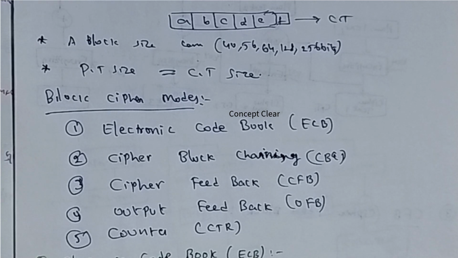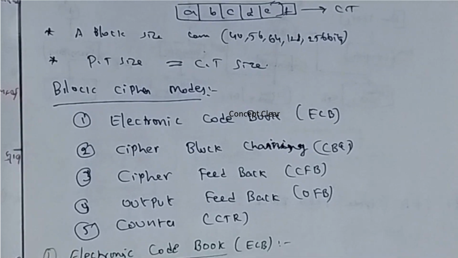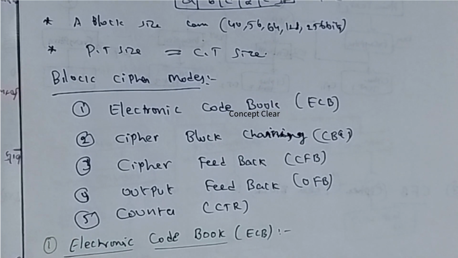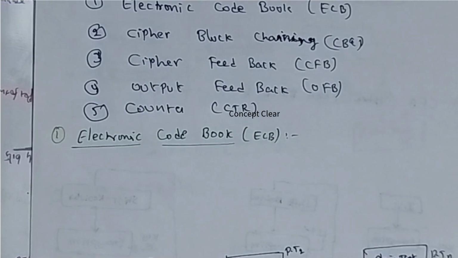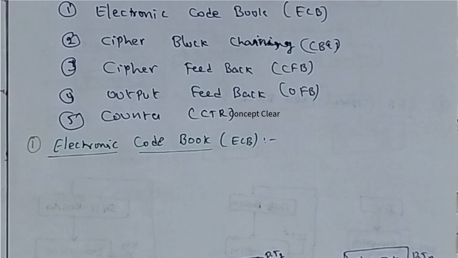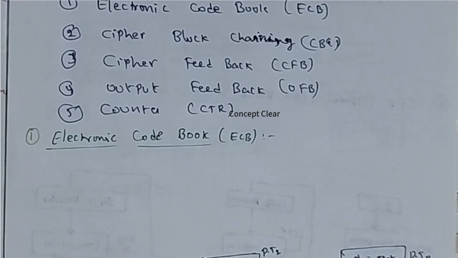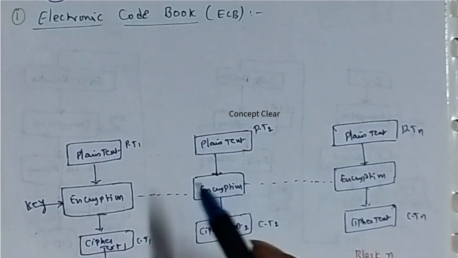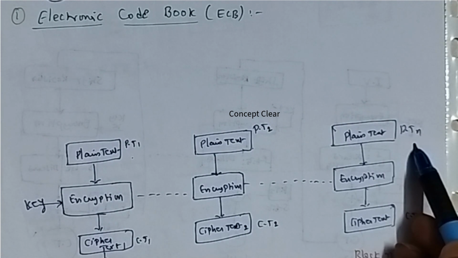The first one is electronic codebook. What does electronic codebook mean? Here the plain text is divided into a number of blocks and encrypted with the help of the key, and we get cipher text. Again, using the key you will decrypt the cipher text into plain text. This process will continue from the first block up to the Pn block, the end block.